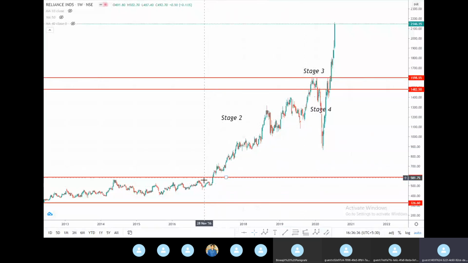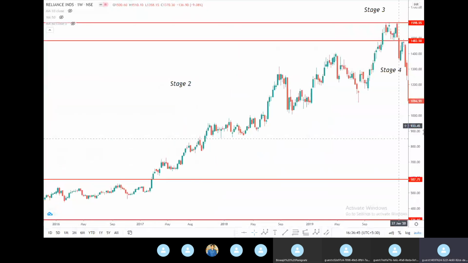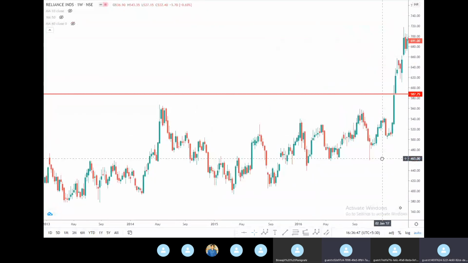Very few people buy here, because we as retail investors always think about buying low. You see here, for us this is a high, it's not a low. Retail investors are always very afraid of buying here. We as people are very afraid of buying here, because we say that the stock is very high.